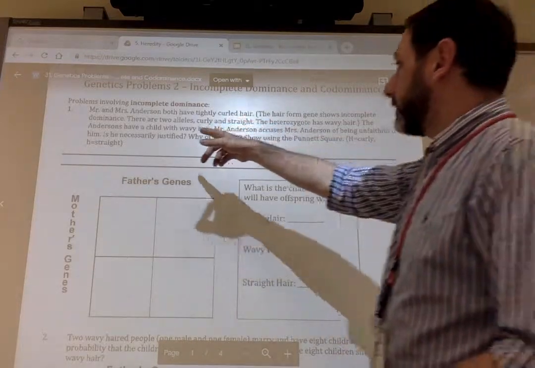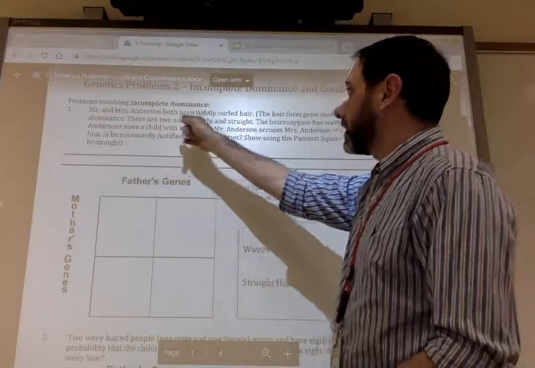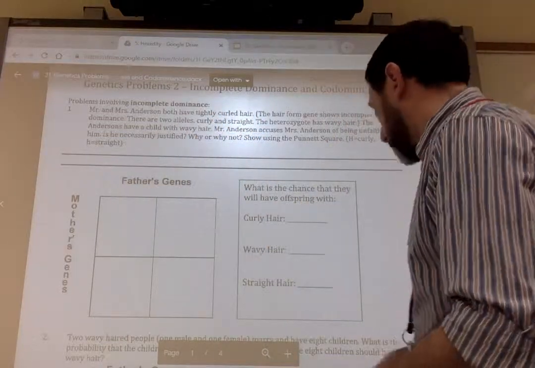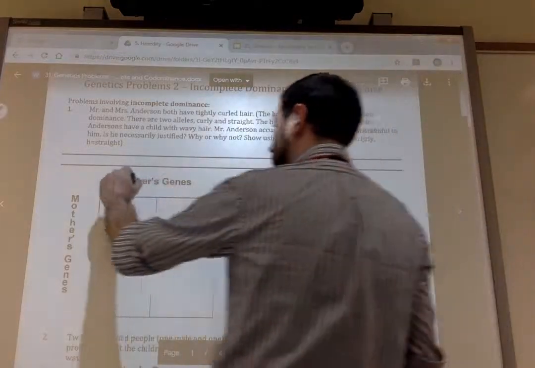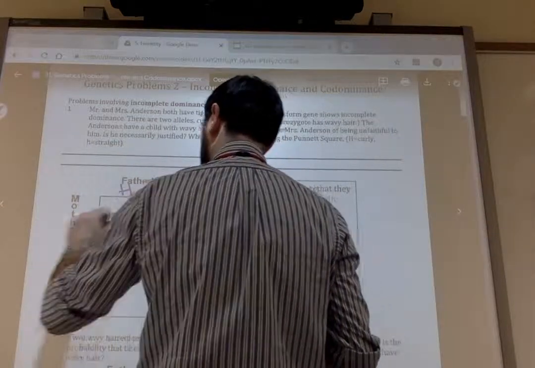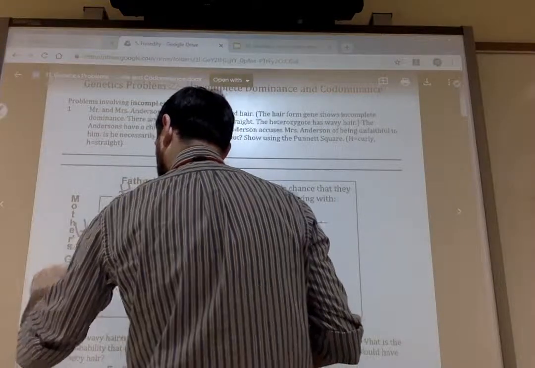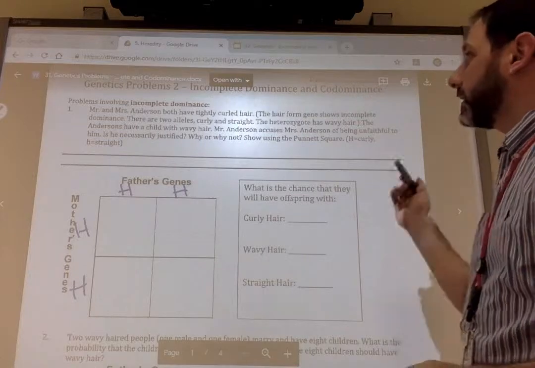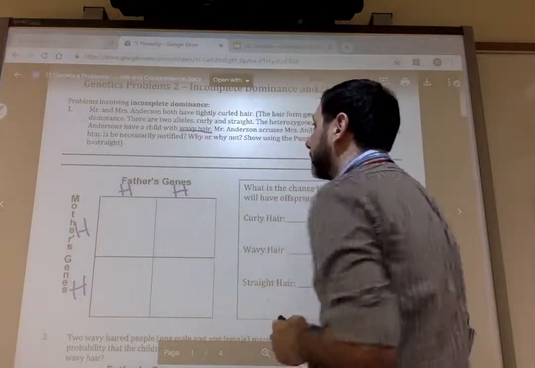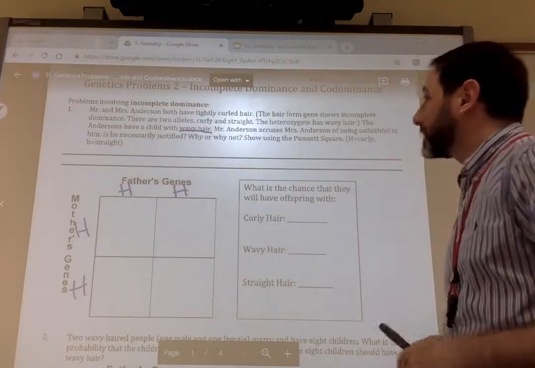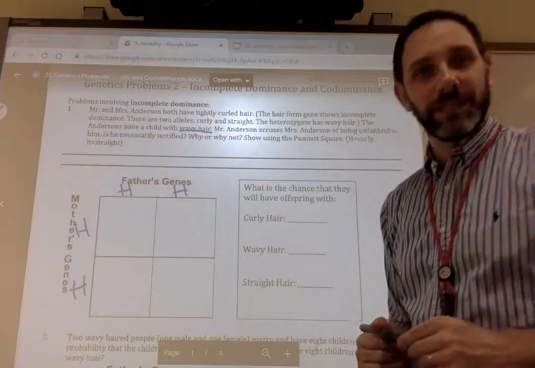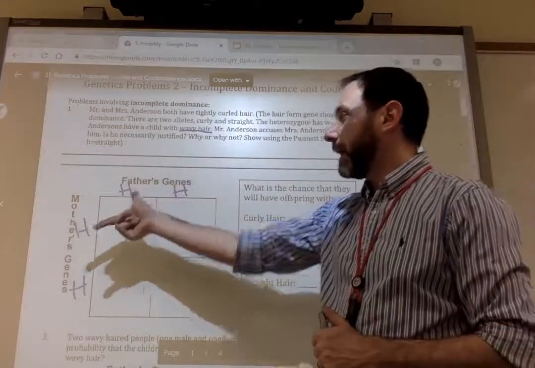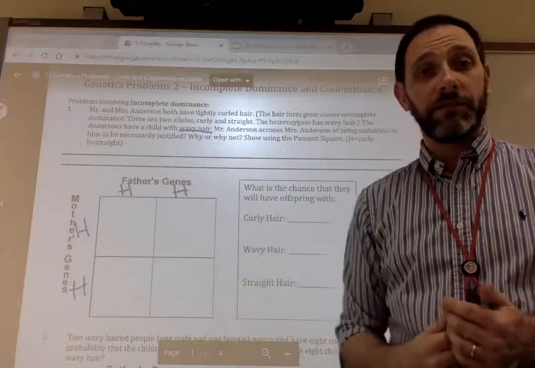So the Andersons have a child. So we said Mr. and Mrs. Anderson both have tightly curled hair. So if they have curly hair, then they're both going to be homozygous dominant. So we have big H over here. So Mr. Anderson accuses, let's see, they have a child with wavy hair. And Mr. Anderson thinks Mrs. Anderson cheated on him. Ooh, this one's a scandalous one. So let's see, could two parents with curly hair have a kid with wavy hair?